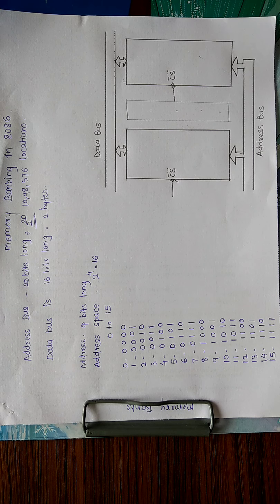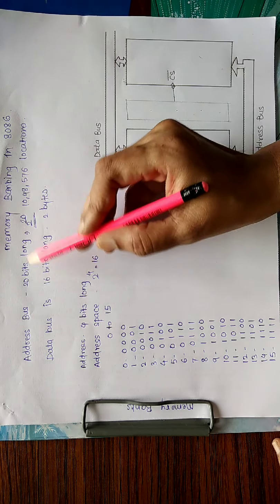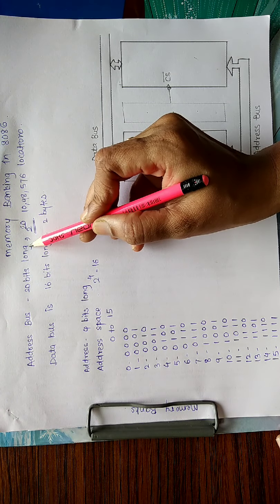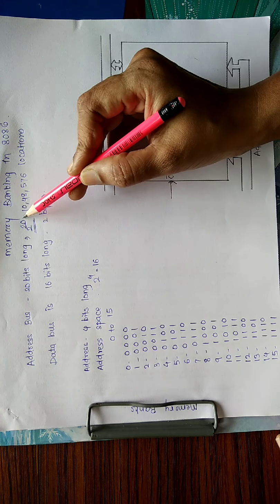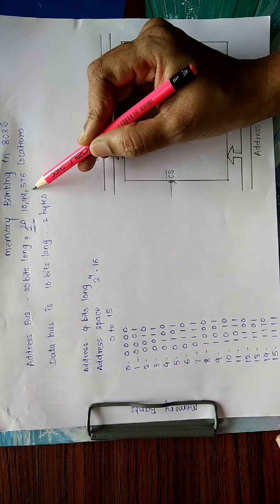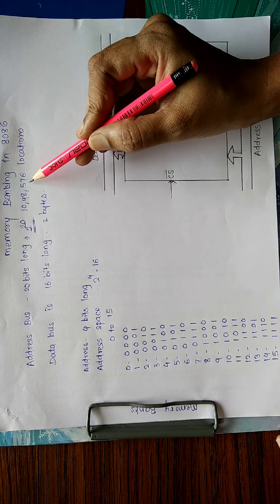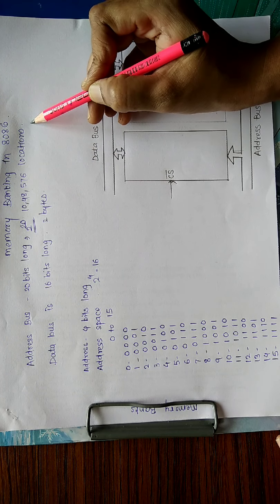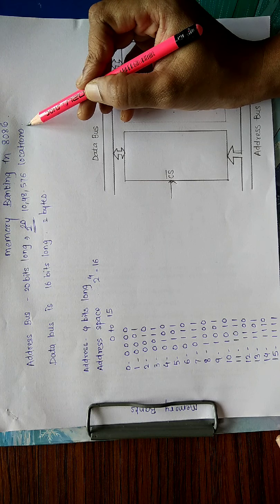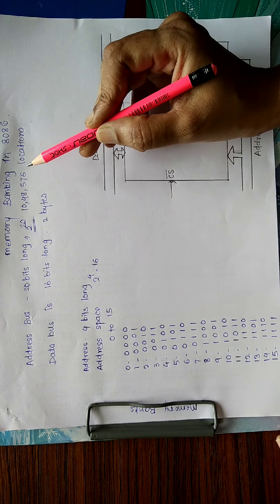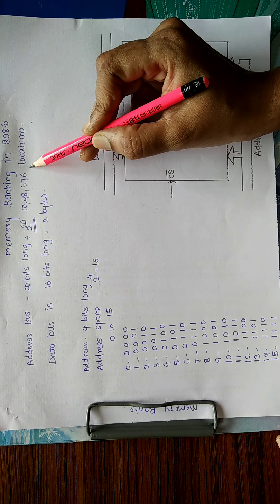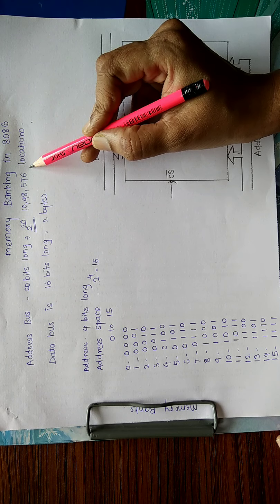With this video, we will see memory banking in 8086. As we know, the address bus of 8086 is 20 bits long, which gives rise to an address space of 2 raised to 20, meaning a total of 10,48,576 locations are available in 8086, and every location of 8086 stores 1 byte of instruction or data.